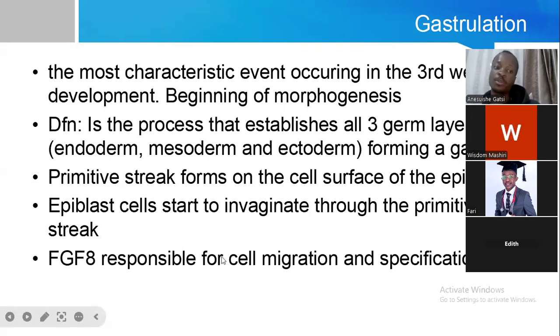And also for those cells to have specification, for them to say these are going to form endoderm, these are going to become mesoderm, these are going to become ectoderm, you're also going to need that fibroblast growth factor 8 protein, right?